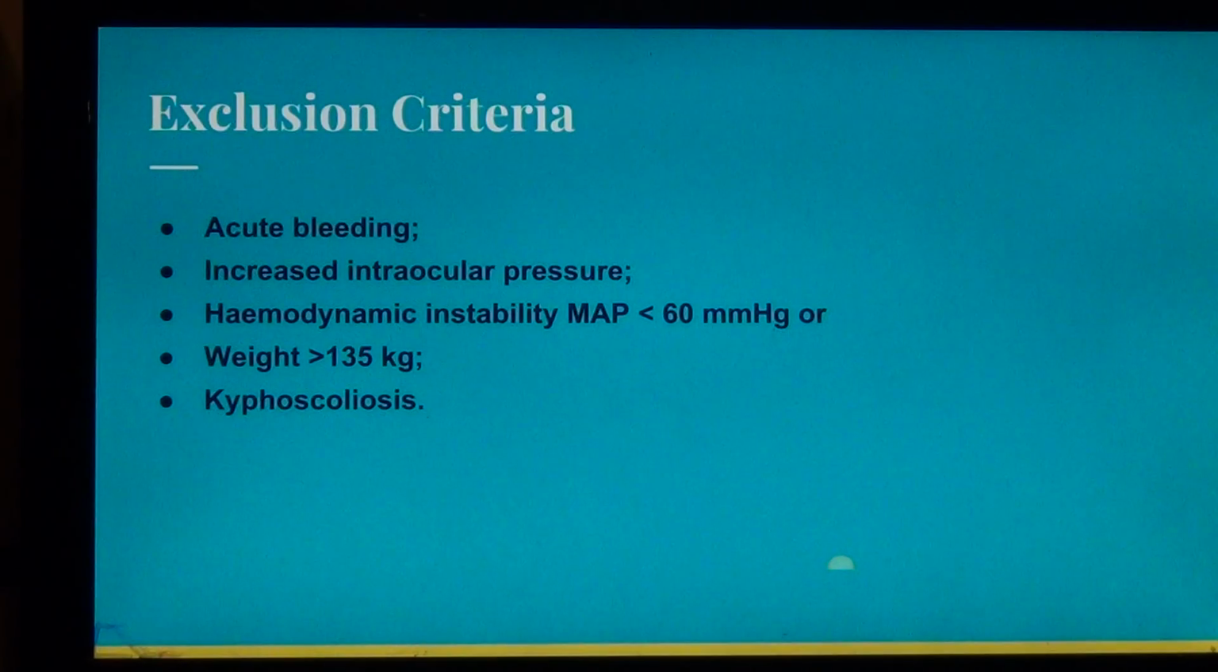Some more exclusion criteria: if they have acute bleeding, increased intraocular pressure, hemodynamic instability, a MAP less than 60 millimeters of mercury, or a weight greater than 135 kilograms, or kyphosis.